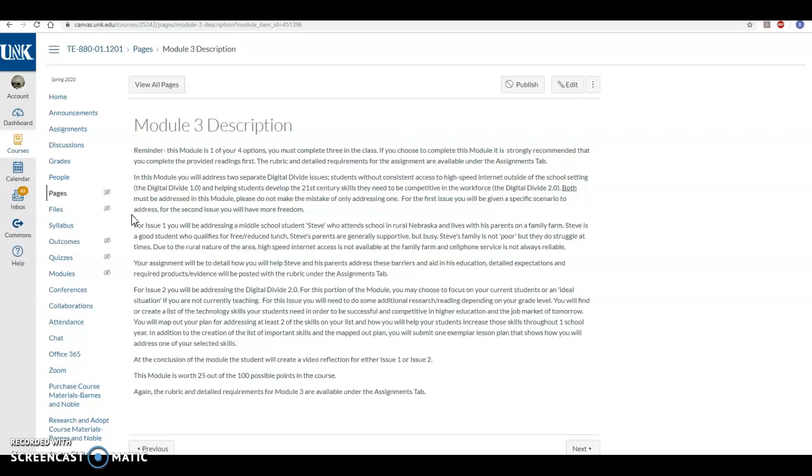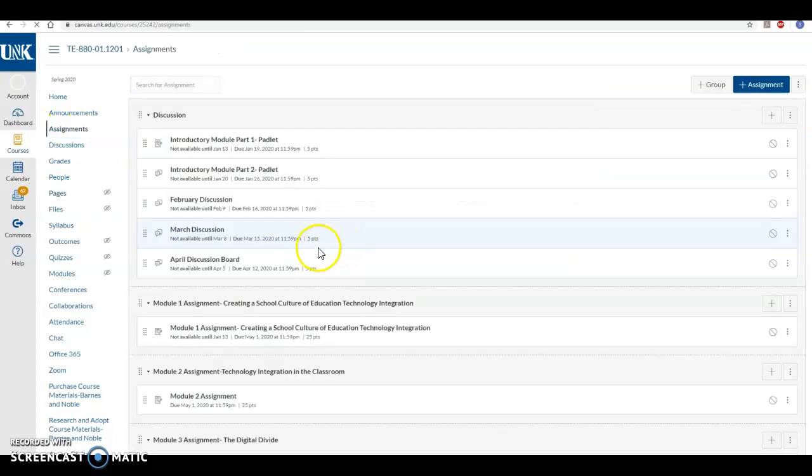And then, along with your list of skills and mapped out plan, you'll submit 1 exemplar lesson plan that shows how you address one of your selected skills. That is somewhat similar to the Module 2 exemplar lesson plan, whereas you'll be dealing with a job or technology skill, not an education technology tool. So let's look at the specific requirements.